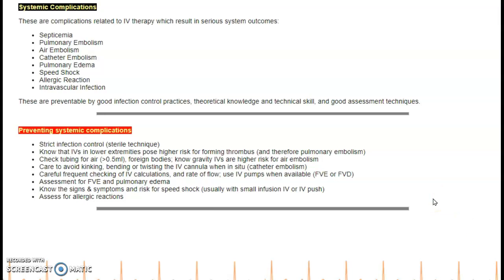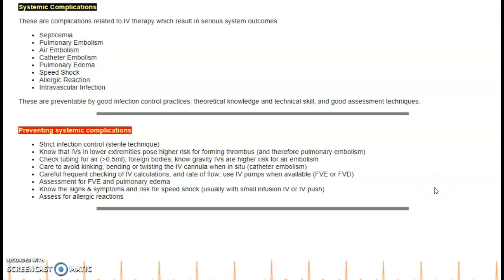The most common systemic complication is fluid volume excess, where the patient has received too much fluid, and they will typically complain of having difficulty breathing. They may have a cough, and you'll typically see edema in the peripheries. This is most common in older adults and children, and the nurse needs to assess for this.